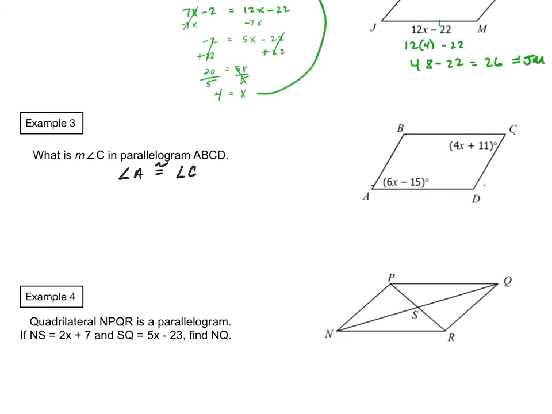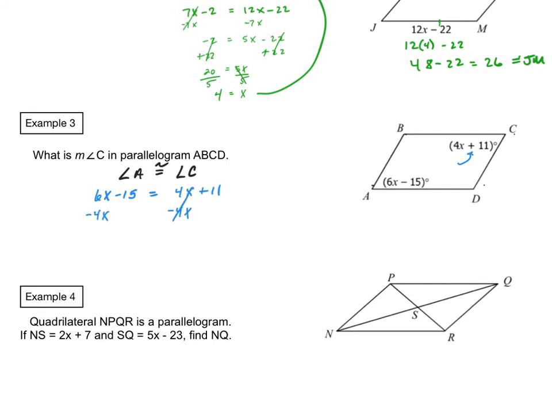And so do some substitution. I'm going to say that 6x minus 15 is going to be equal to 4x plus 11. And now I'm finding the value of x that would make these congruent. As we continue on solving this and combining like terms to figure out what x is, because I need to find out what x is in order to figure out what this value is going to be, I'm going to combine like terms using my inverse operations.